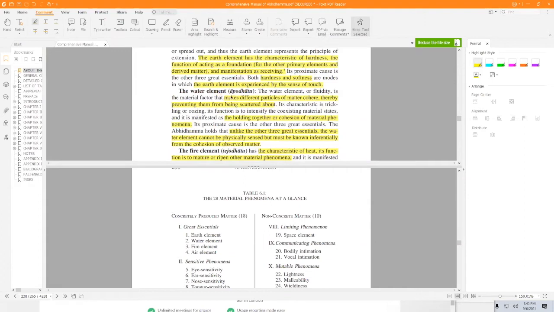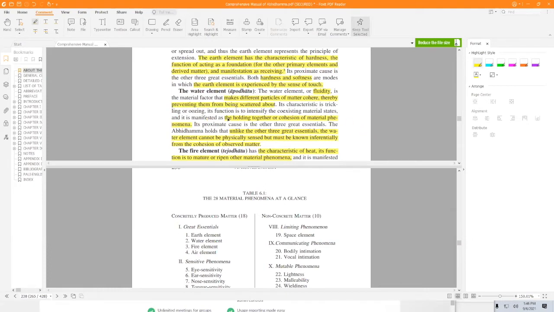Okay, then we come to the water element, which can be represented more abstractly as the property of fluidity or liquidity. I think liquidity has a meaning in economics, which doesn't quite apply here. So according to the Abhidharma and the commentaries, this is the material factor that makes the different particles of matter, the particles of earth element, cohere, and that binds them together and prevents them from being scattered.